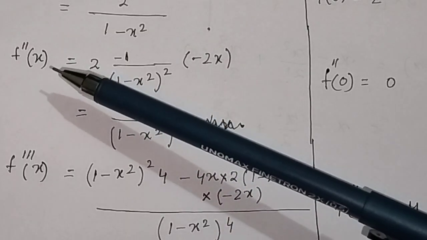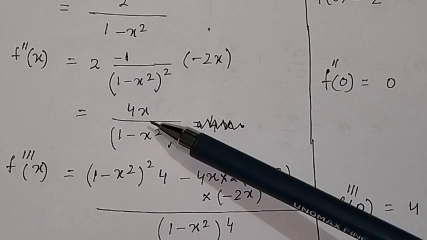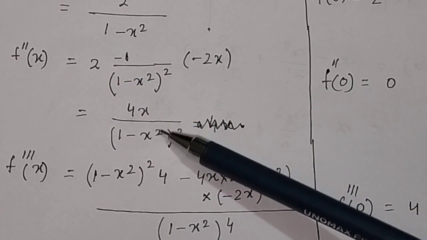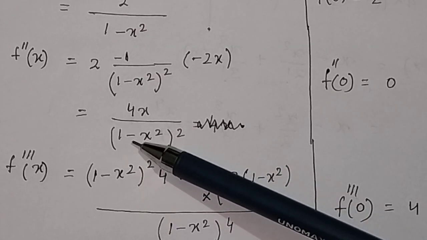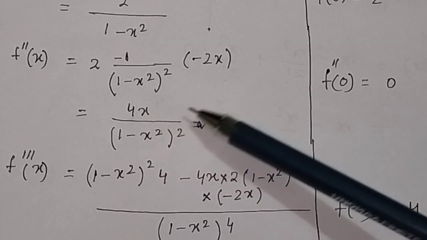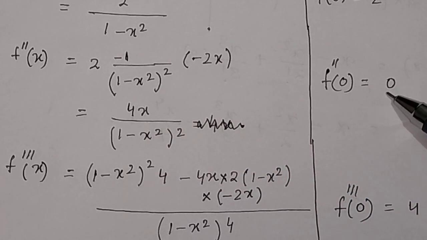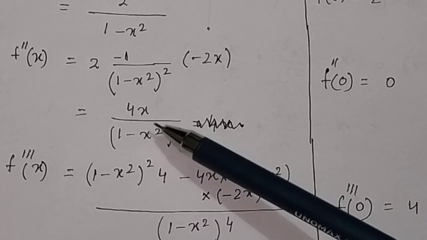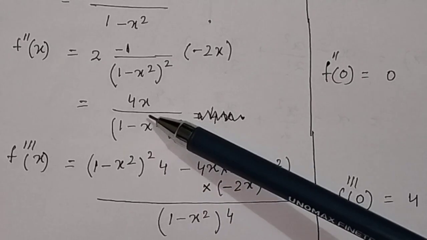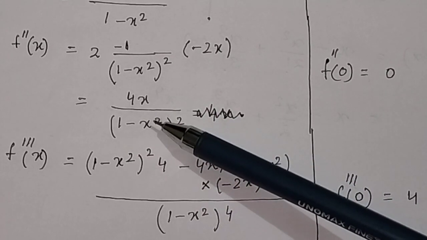So what will be the second derivative of the function at x equal to 0? At x equal to 0, this term is equal to 0, so in the denominator you have 1, and in the numerator you have 0. So the second derivative of the function at x equal to 0 is equal to 0. Now let us find the third derivative. For the third derivative, this is in the form of a division function u by v.